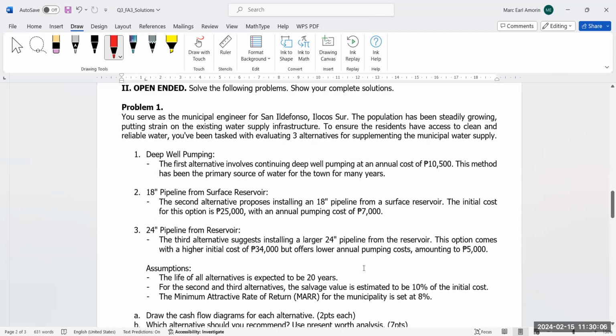So for our problem solving, you serve as the municipal engineer for this town, San Ildefonso, and we have 3 alternatives for supplementing our water supply. So the first alternative will be utilizing the deep well pumps, okay? And this will cost us annually 10,500 pesos.